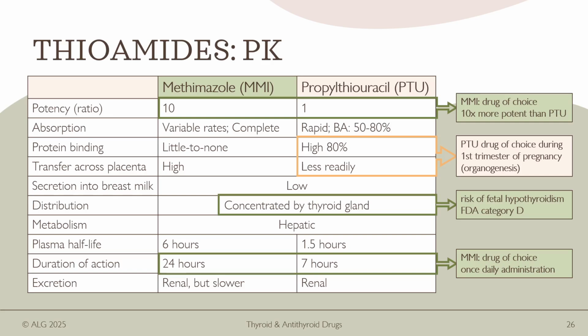Both methimazole and PTU have a short plasma half-life, but because they are concentrated by the thyroid gland, the duration of action is longer. Methimazole at 30 mg once a day exerts an antithyroid effect for more than 24 hours, which allows for once daily administration, whereas PTU at 100 mg can inhibit organification by 60% for up to 7 hours, which means PTU should be given every 6 to 8 hours.